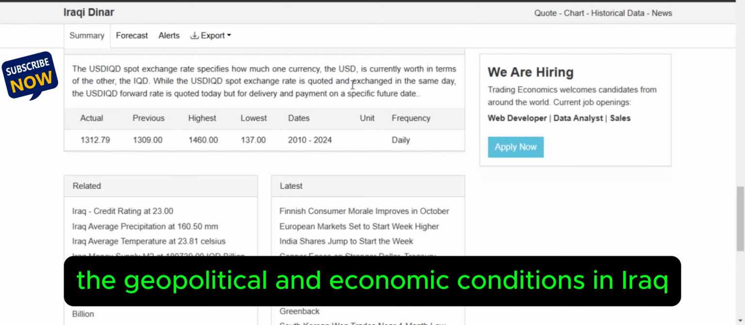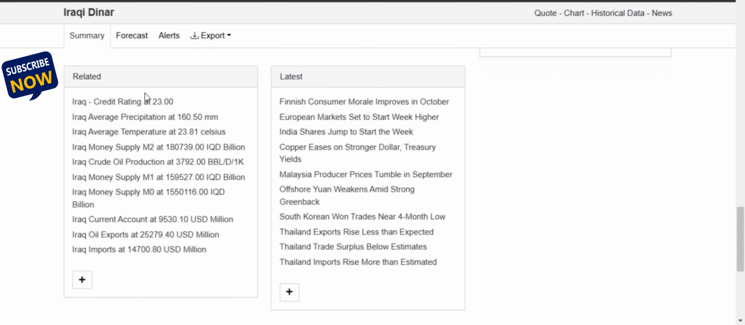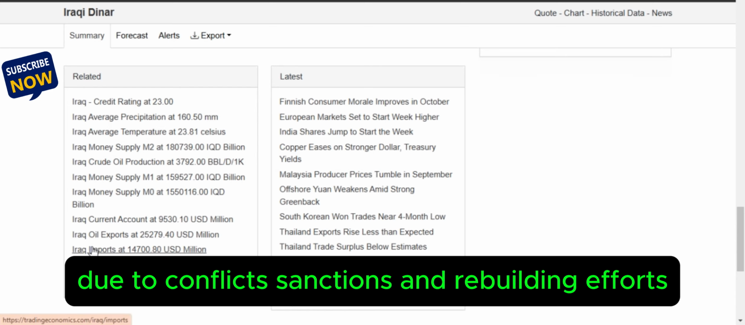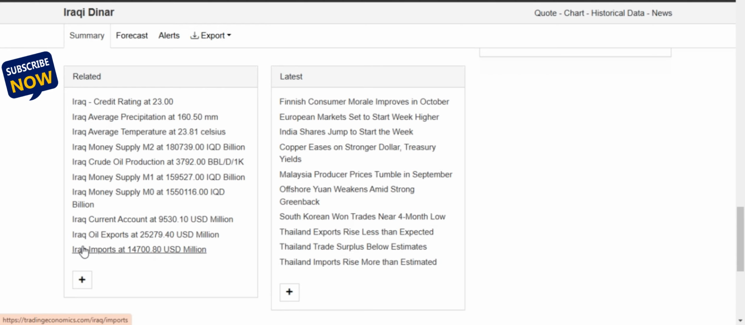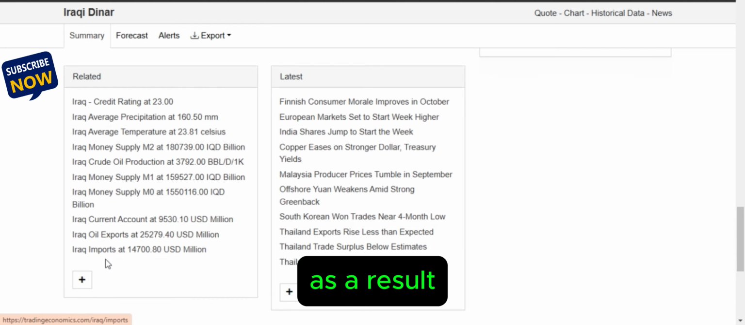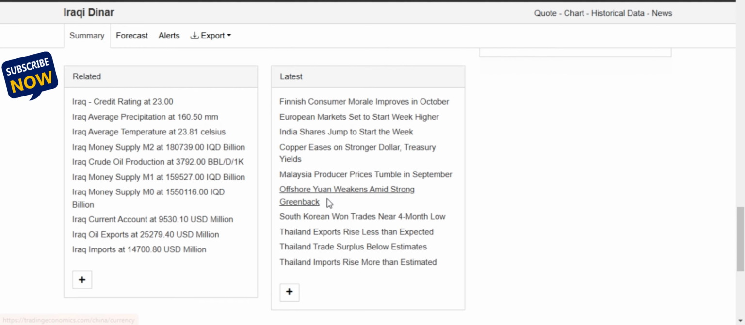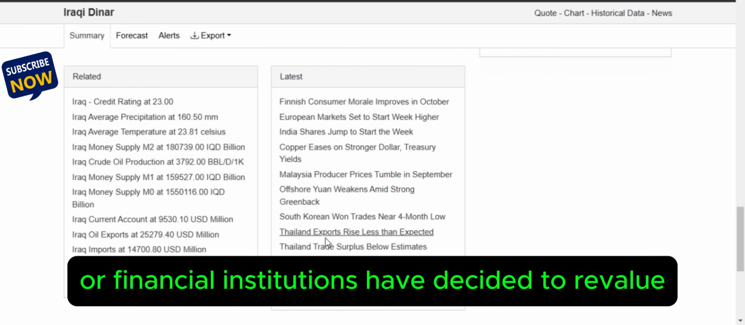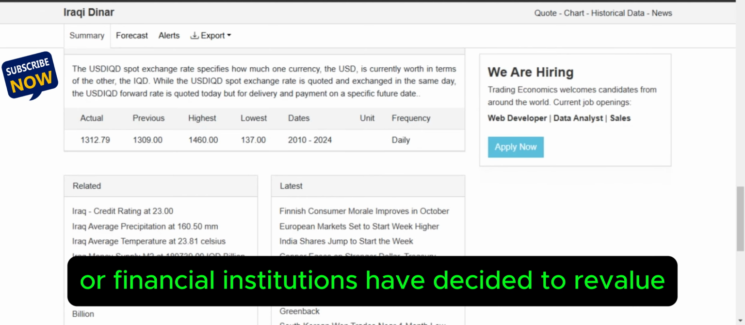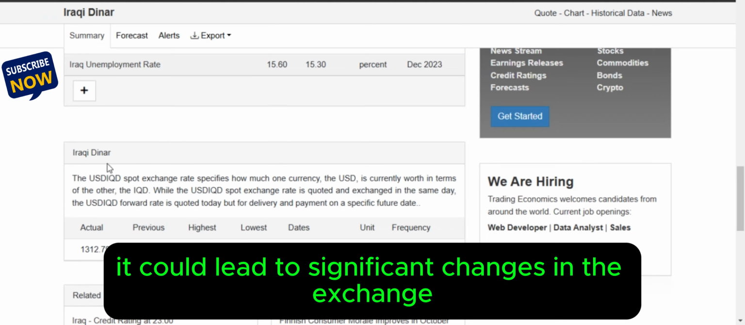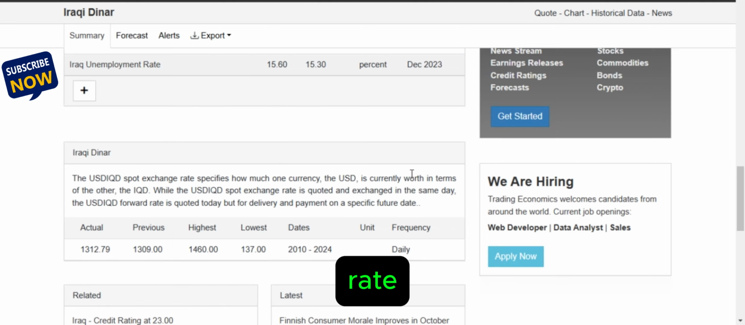Firstly, the geopolitical and economic conditions in Iraq could play a role. The country has experienced significant economic turmoil due to conflicts, sanctions, and rebuilding efforts. As a result, its currency's value has fluctuated considerably. If the government or financial institutions have decided to revalue or redenominate the currency, it could lead to significant changes in the exchange rate.